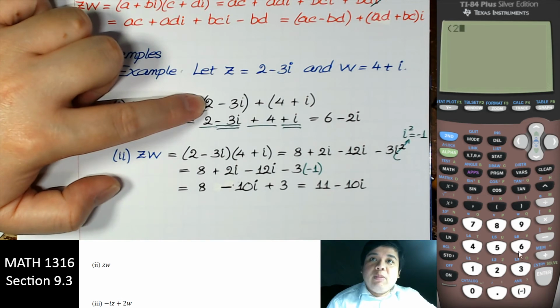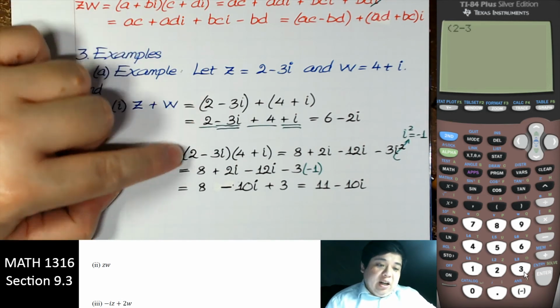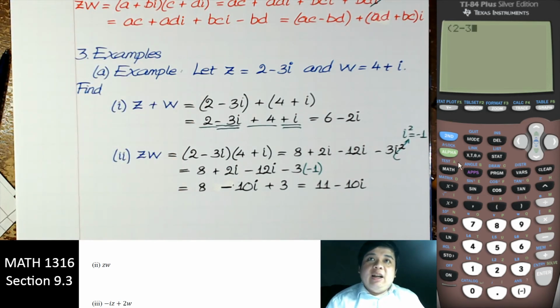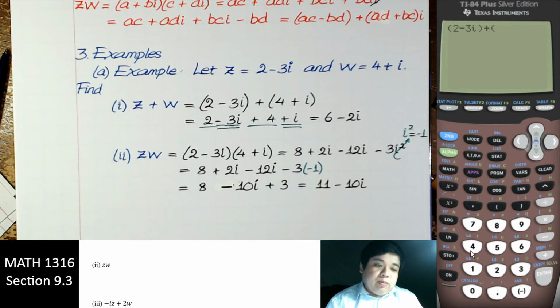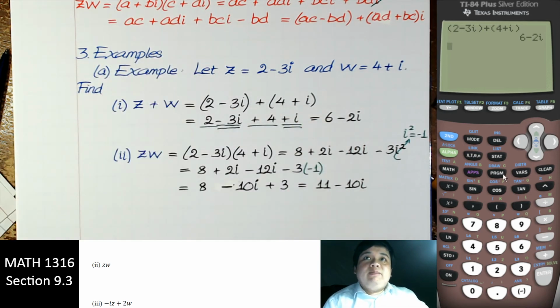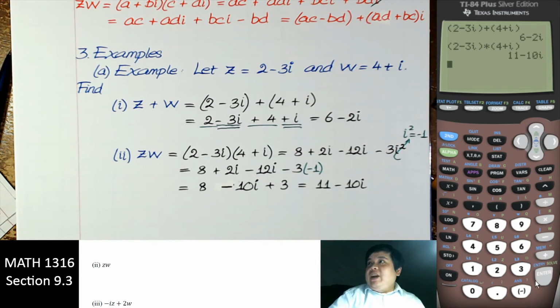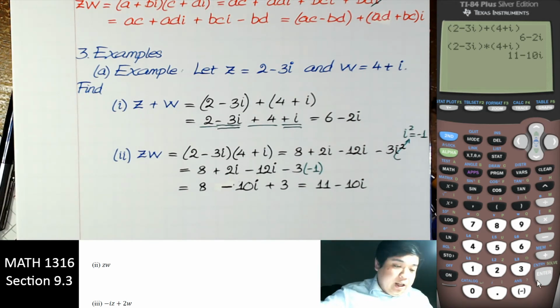First 2 minus 3i, the i is here, second decimal point, and then we add 4 plus i, and 6 minus 2i. If we want to multiply them, 11 minus 10i. So the calculator knows that as well. Number 3.